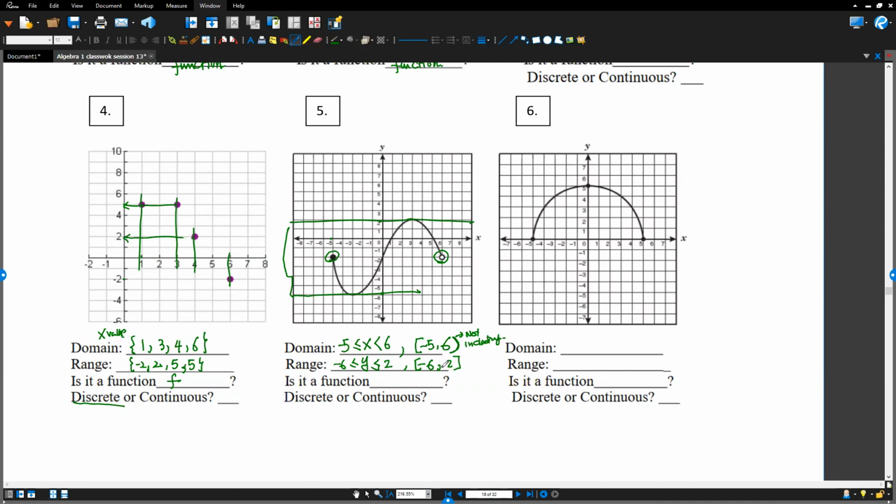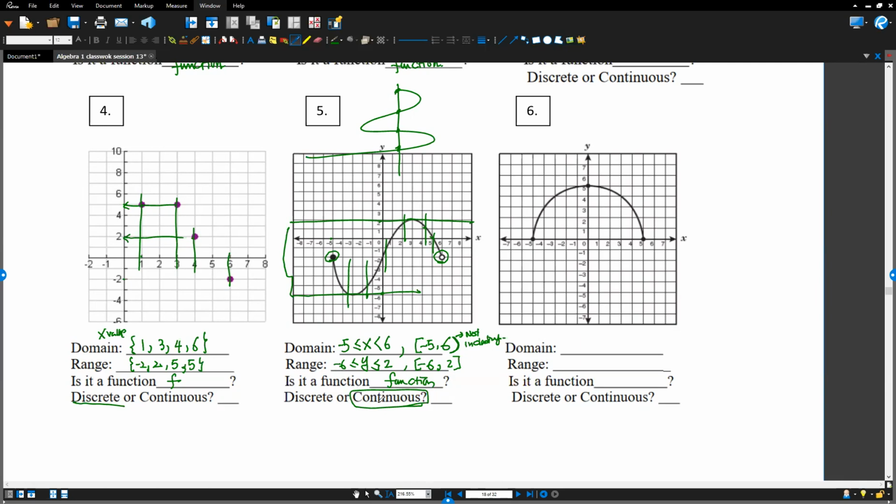This is a vertical line test. This is working. This is a function, right? You can use the vertical line test over here. Only one point there. If this one, what is that? Vertical line test, 3 points. That is not a function. But this is okay. This is a function. And this is continuous.